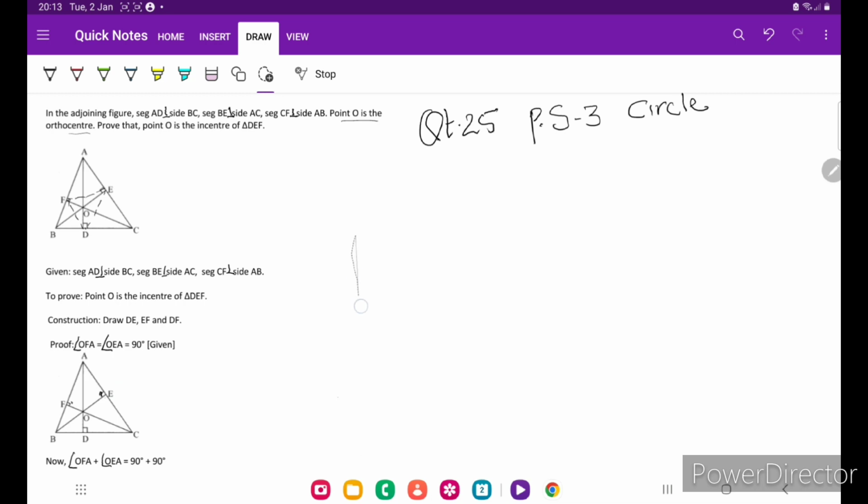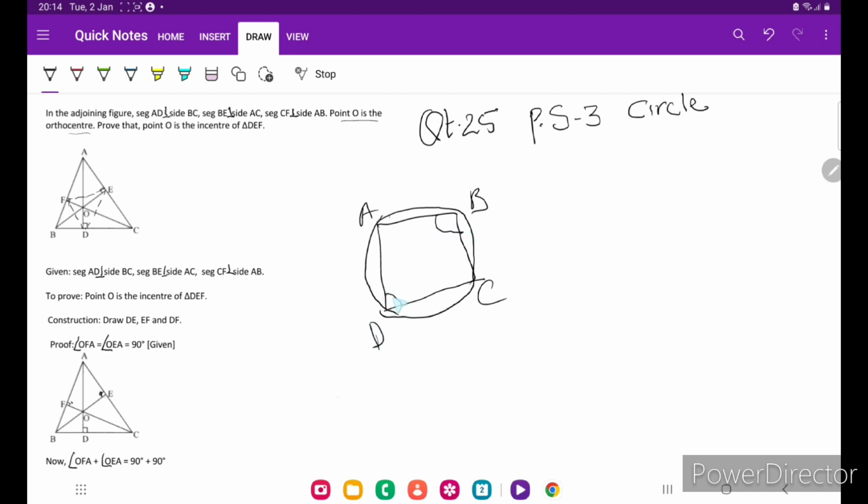Now we know that whenever there is a cyclic quadrilateral, all its points lie on the circle. The theorem tells us that the sum of opposite angles, that is angle B plus angle D, is equal to 180. This is the cyclic quadrilateral theorem. But what we have been given here is not a cyclic quadrilateral. They have just given us that angle F and angle E are 90.